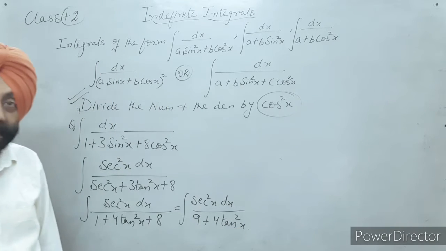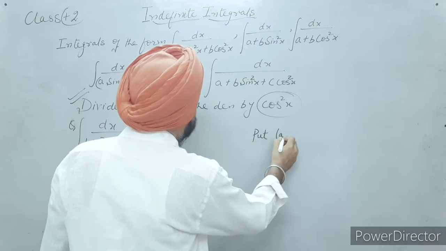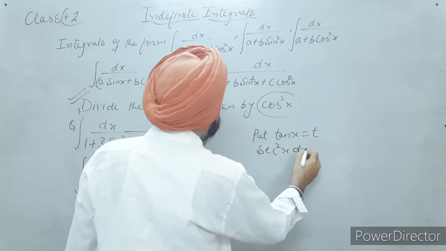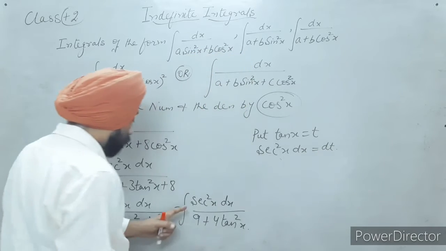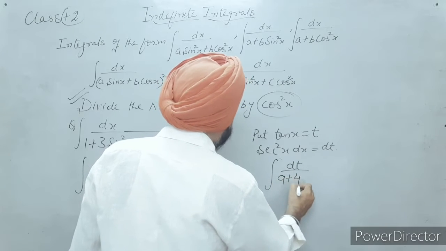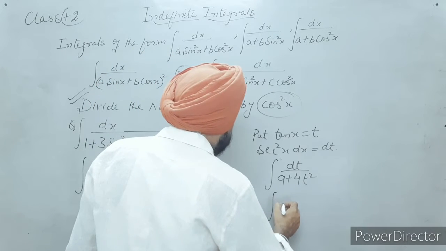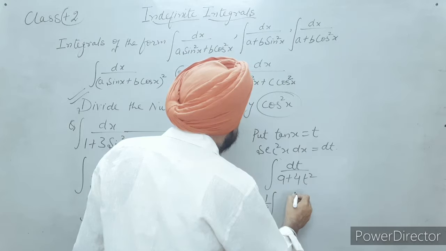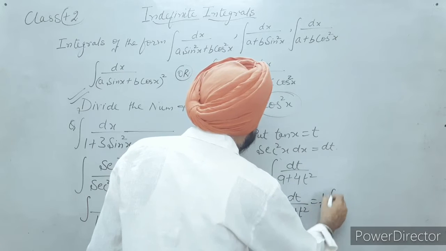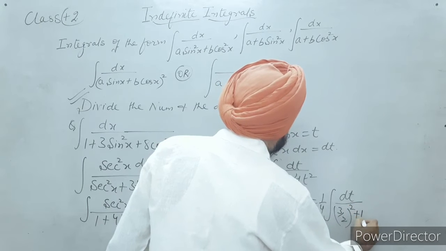Now the question is very simple. Just put tan x equals t, so secant square x dx equals dt. Now this becomes dt upon 9 plus 4 t square. Just make the coefficient of t square 1. I get 1 by 4, dt upon 9 upon 4 plus t square, that is 1 upon 4, dt upon (3 by 2) square plus t square.